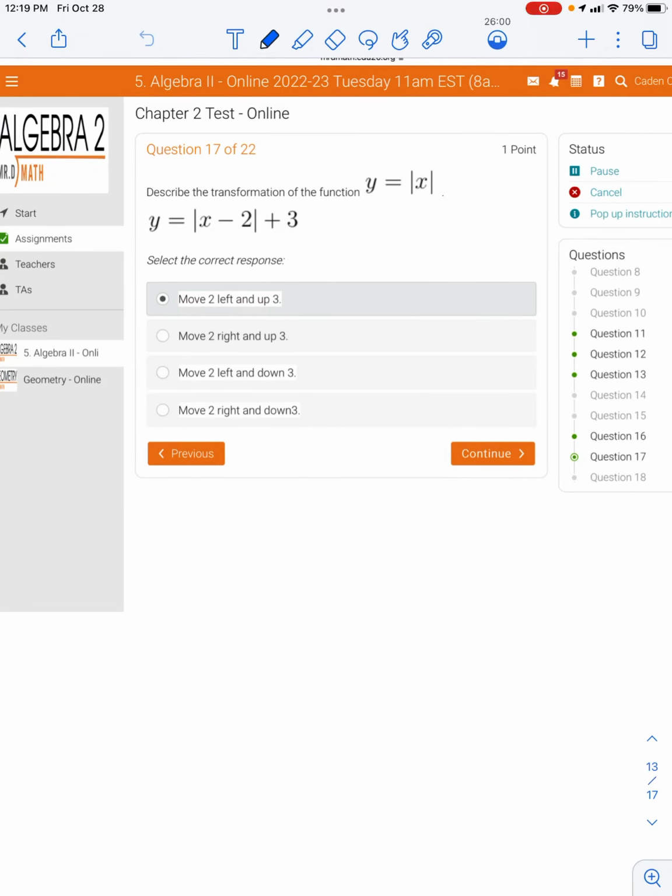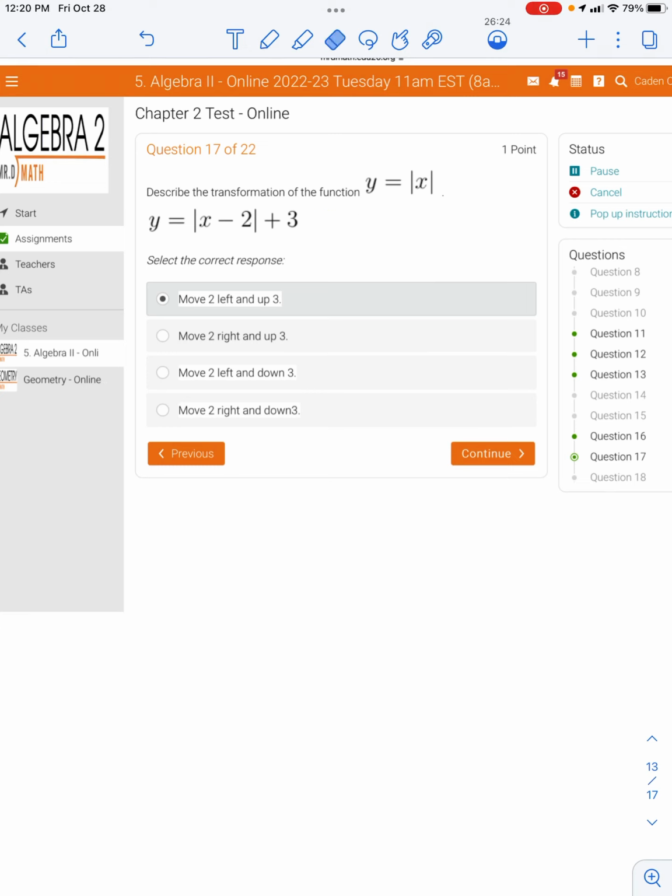Okay, here is question number 17 from chapter 2 test. We have a problem here that wants us to describe the transformation of the function y equals the absolute value of x. And here's the actual equation that we are looking to figure out how it's transforming. So it's y equals the absolute value of x minus 2 plus 3.